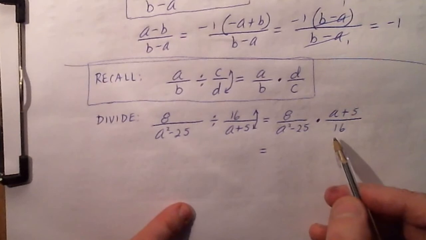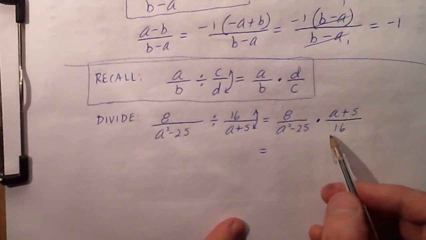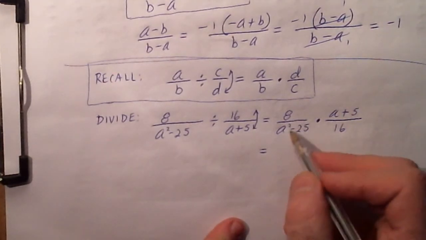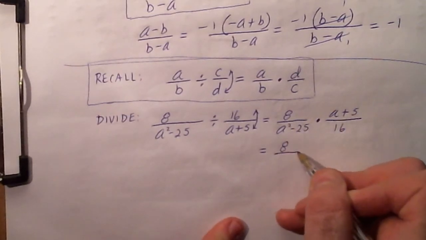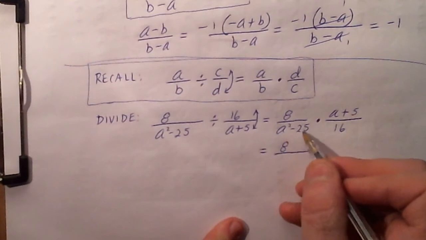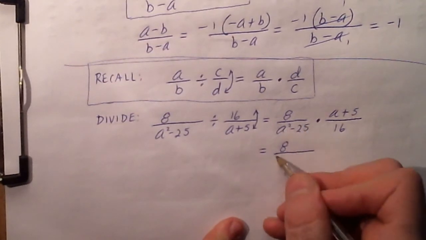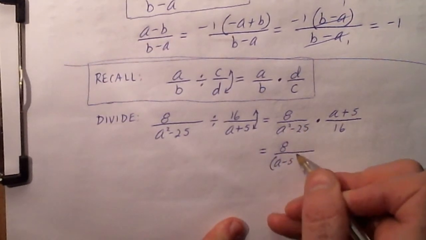Now we're back to multiplying rational expressions. In order to do so successfully, we have to make sure all of our polynomials are completely factored. 8 being a number, we just leave as 8. But a squared minus 25 is the difference between two squares, so it factors into a minus 5 times a plus 5.